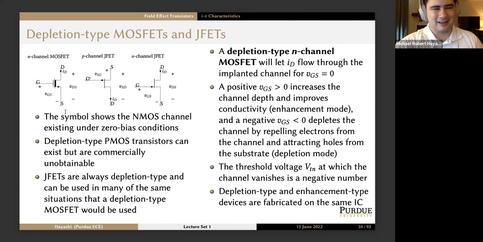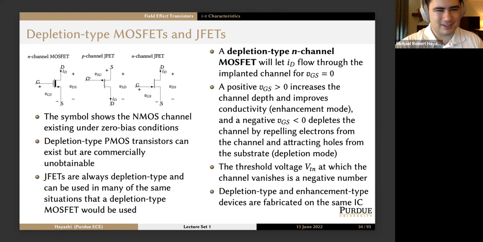Now here's the weird thing. You could figure out and piece together what a depletion type PMOS transistor symbol would be. I didn't show it here because I can't find any of them available. They're just commercially unavailable. You can't go out and buy a depletion type PMOS transistor. So I always question, why should I make you study something that you can't buy? You can make one, but you can't buy it. So it comes down to your opinions on the usefulness of that.